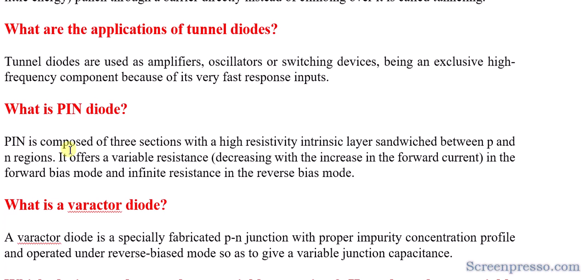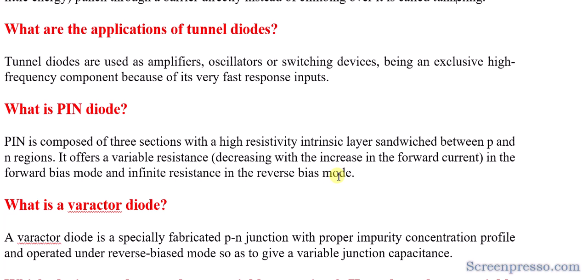So PIN is composed of three sections. Yes, definitely P, I, and N, with a high resistivity intrinsic layer, that is, I is nothing but the intrinsic layer, which is sandwiched between P and N regions. It offers a variable resistance decreasing with increase in forward current, where resistance decreases with increasing forward current in the forward bias mode, and infinite resistance in the reverse bias mode.